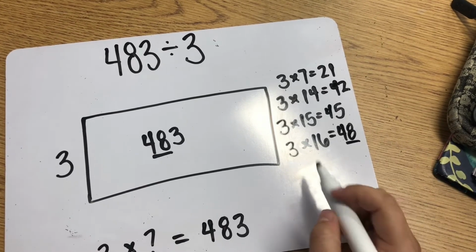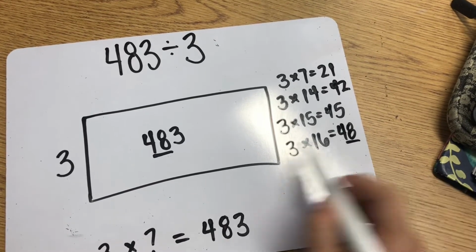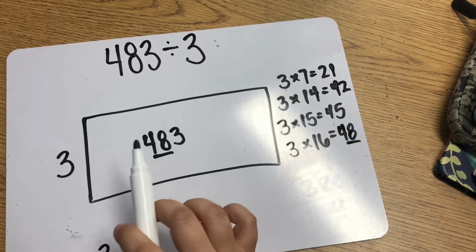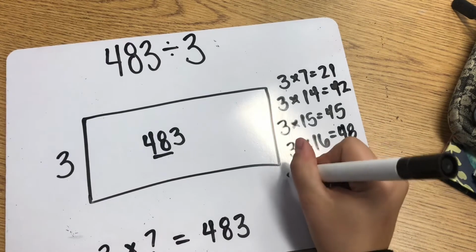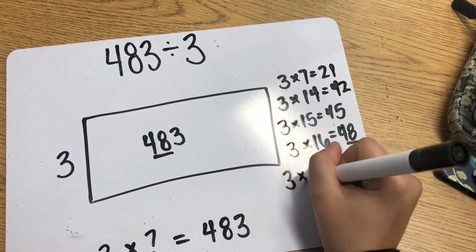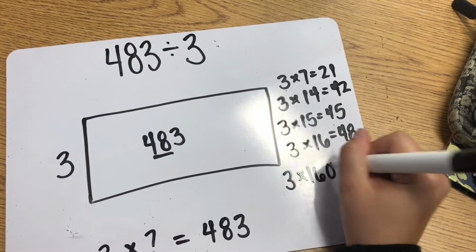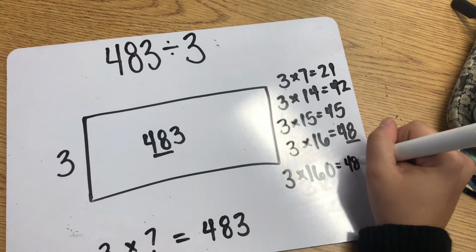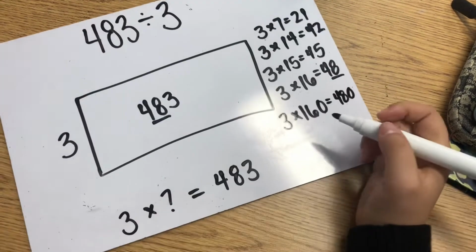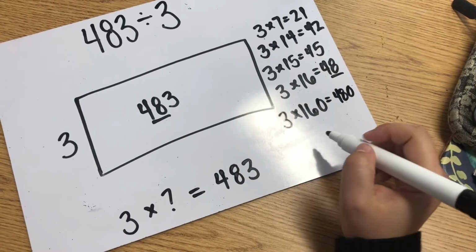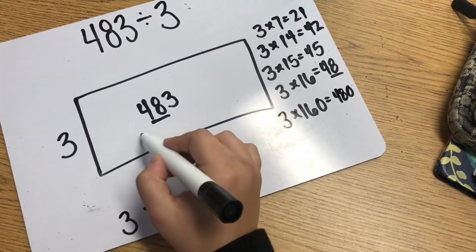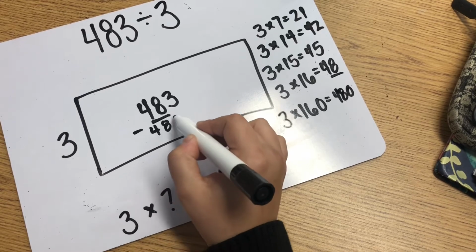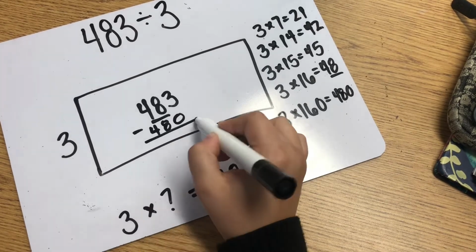But 3 times 16 is 48. The value of this is 480. So I really need 3 times 160, because that then equals 480. Okay, so then I need to subtract my 480. I'm doing it in the box this time.